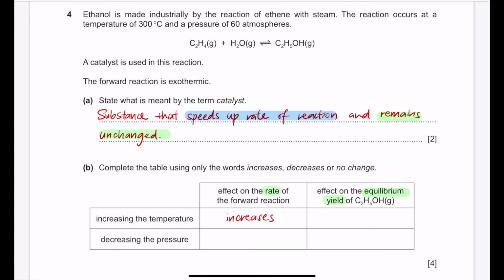Next one, how about decreasing the pressure? Remember, when the pressure decreases, it decreases the concentration. So when the concentration decreases, the rate of reaction decreases. Okay, next one, effects on the equilibrium yield. First, how temperature affects the position. Remember, increase in temperature favors endothermic reaction. A clue is given to you here: forward reaction exothermic. So it means that forward exo, backward endo. We know that increase in temperature favors endothermic reaction.